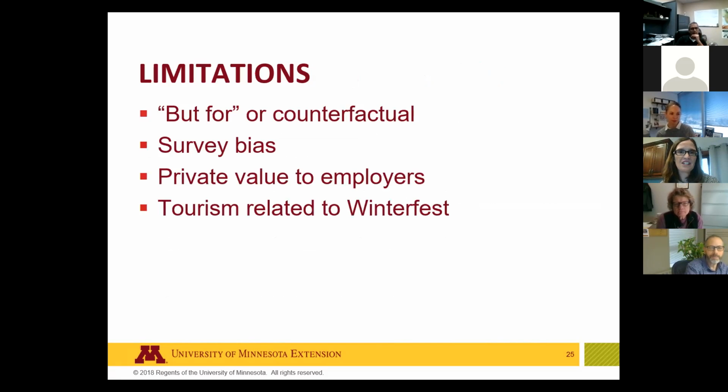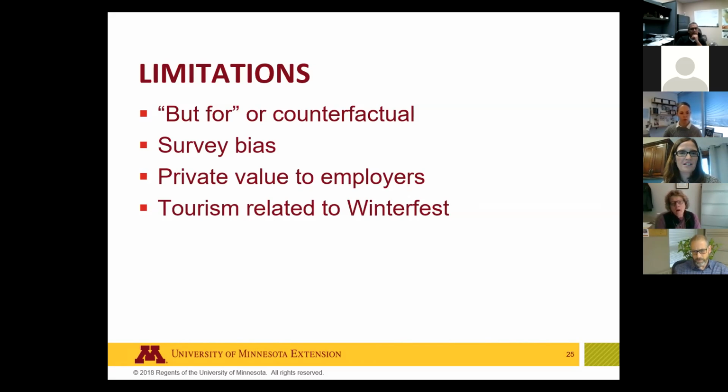Some of the limitations that we just want you to know about: Scott mentioned this but-for thing. We were careful when writing the questions in our survey to make sure we were asking what is attributable to the McLeod for Tomorrow program. There are certainly arguments that people will get raises with time. If you're a good employee and you get to the leadership program, wouldn't you get a raise anyway? That kind of piece of it. So we were really careful in how we constructed those questions.